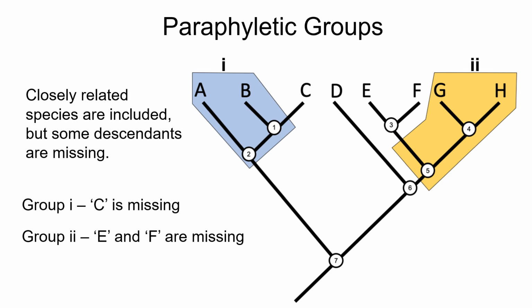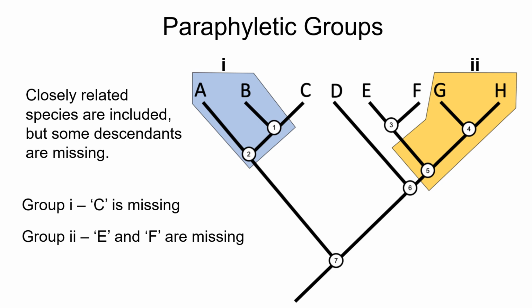So some more examples here of what we don't want to do. Let's say we've decided to group A and B together. That's a bad idea, because if we take A and B and look for a common ancestor, we have to go all the way back to node 2. If we work up from node 2, we'll see that we should have included C, but we left C out for some reason. So that is not a proper clade. That is not a monophyletic clade.